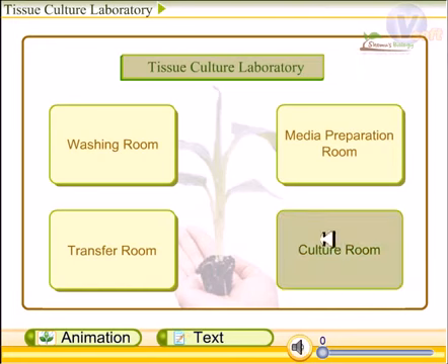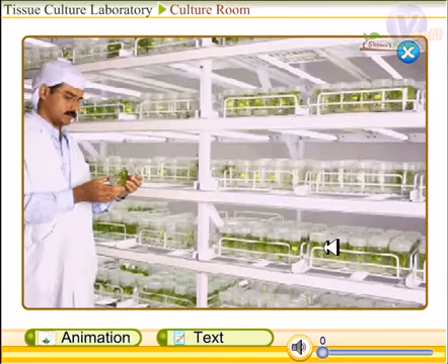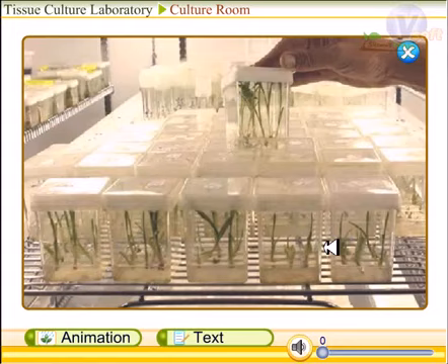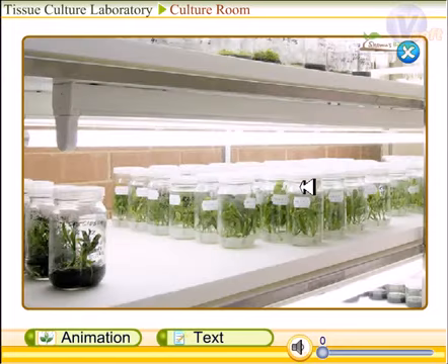Now let us talk about the culture room. We have seen the media preparation. Now we'll be looking at the culture room. Now here it is the culture room. The culture room consists of all these conditions which supply the growth of the plant.